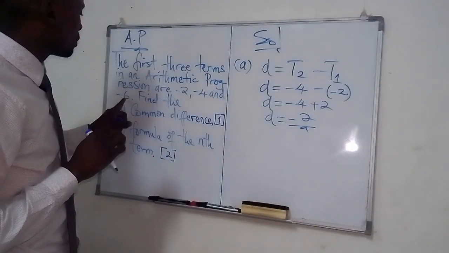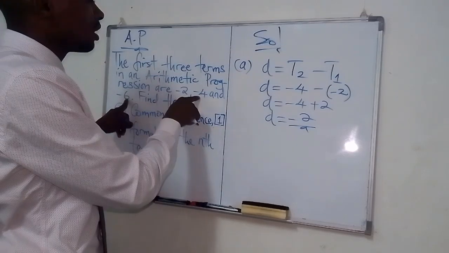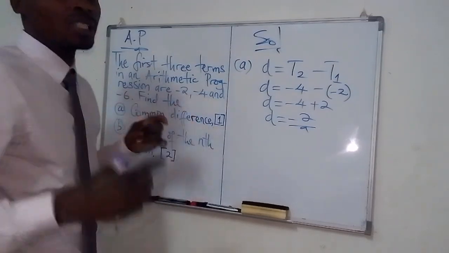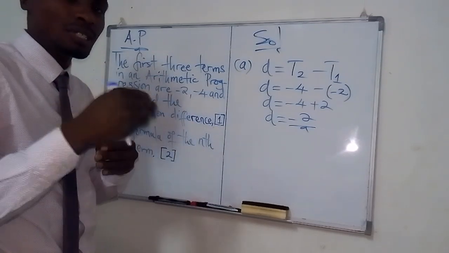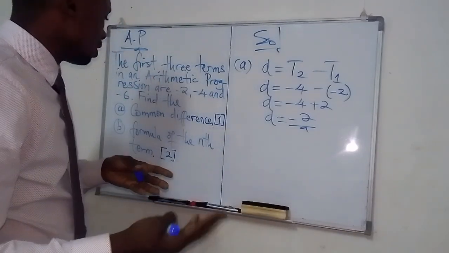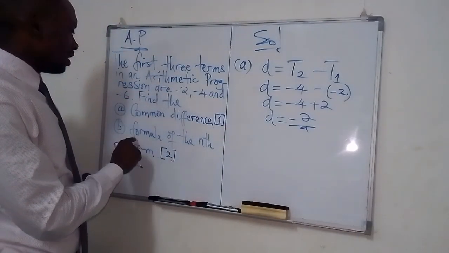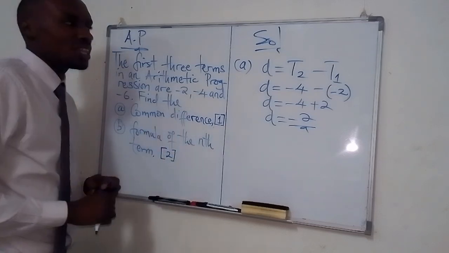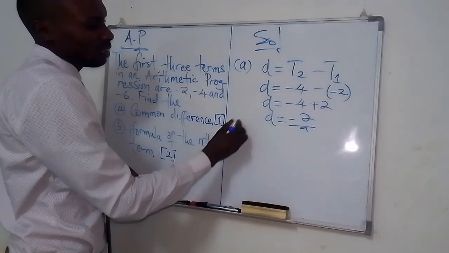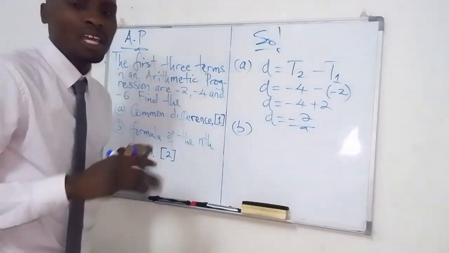Even when you take -6 and subtract -4, you're going to get the same thing, as long as these terms are consecutive terms. Okay, now going to the second part. Find the formula of the nth term.